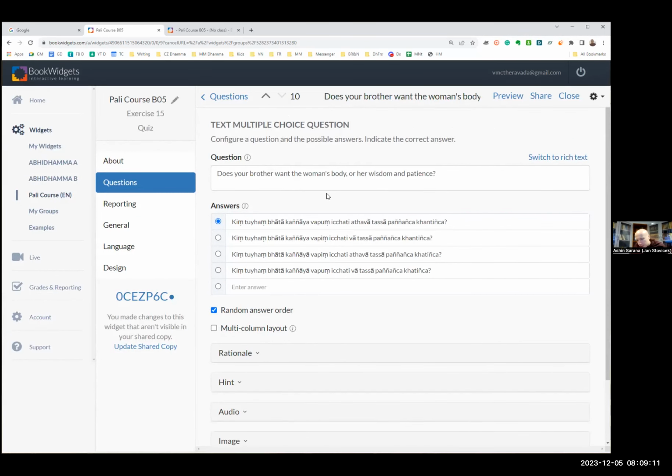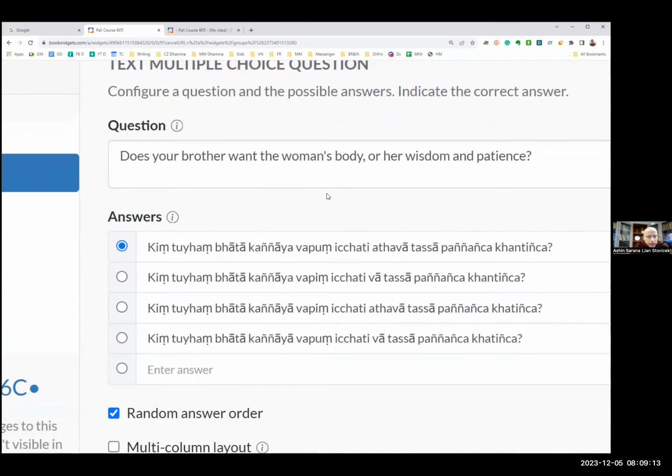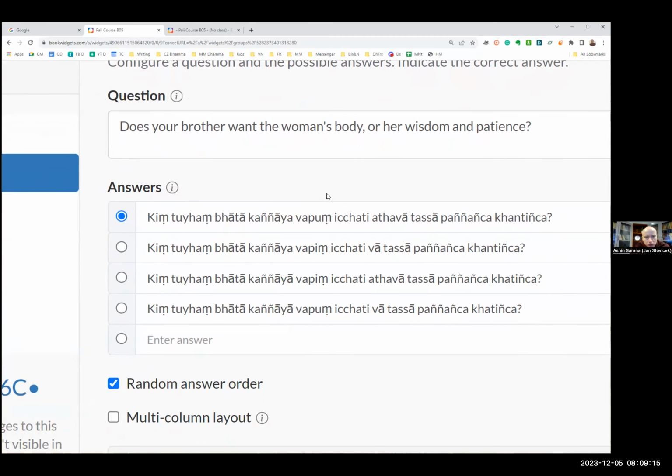Now the last question. Does your brother want the woman's body or her wisdom and patience? King tuihang bhata kanyaya vapung ichhati athava tassa panyancha kandincha. So kanyaya or kanyaya. Because it is the third noun group, it must be kanyaya. Vapung or vaping. So the base is vapu, so it must be this one.